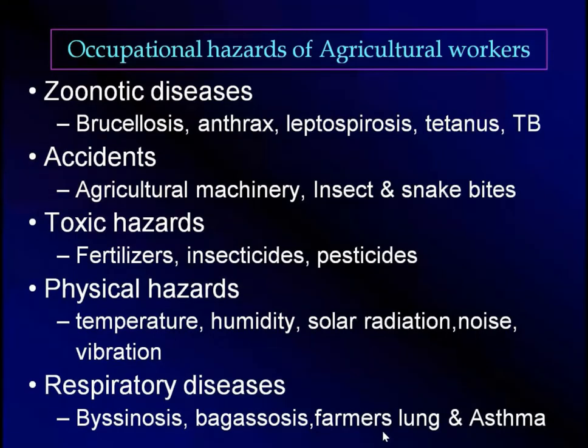So these are the various diseases related to agricultural workers. Occupational hazards related to agricultural workers: zoonotic diseases, accidents, toxic hazards because of fertilizers, insecticides, or pesticides, physical hazards, then respiratory diseases.